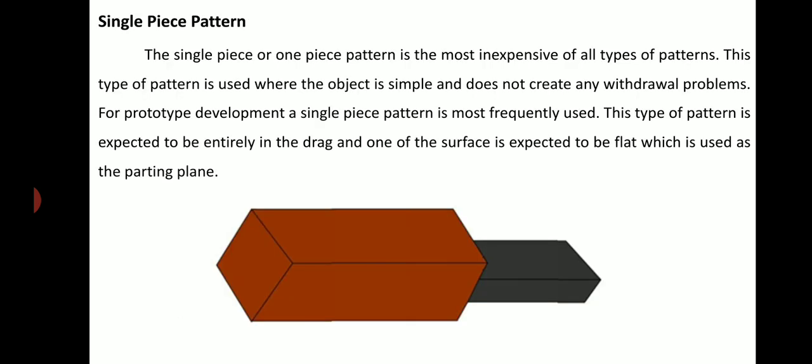Single piece pattern. The single piece or one piece pattern is the most inexpensive of all types of patterns. This type of pattern is used where the object is simple and does not create any withdrawal problems. For prototype development, a single piece pattern is most frequently used. This type of pattern is expected to be entirely in the drag and one of the surfaces is expected to be flat, which is used as the parting plane.